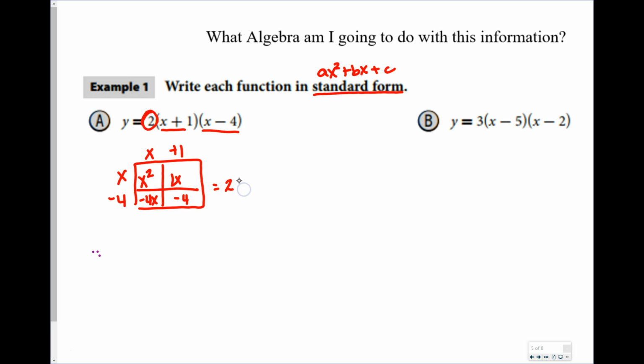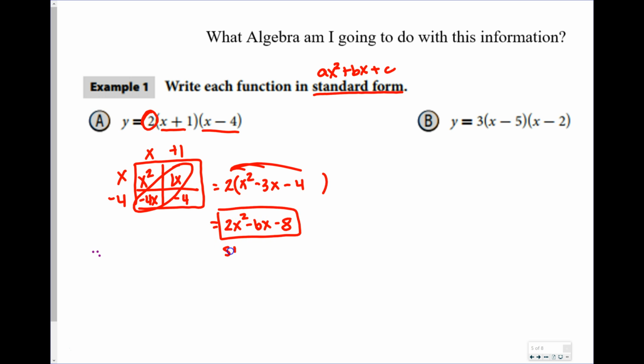That 2 has to stay there. And then in the parentheses, I'm going to do my combining like terms and writing it out. So I have x squared, minus, because negative 4 plus 1 is negative 3x, and then minus 4. Then I'm going to distribute that 2 to each of the terms inside. So I get 2x squared minus 6x minus 8. That is now standard form, ax squared plus bx plus c. This is standard form, and it was originally in factored form.